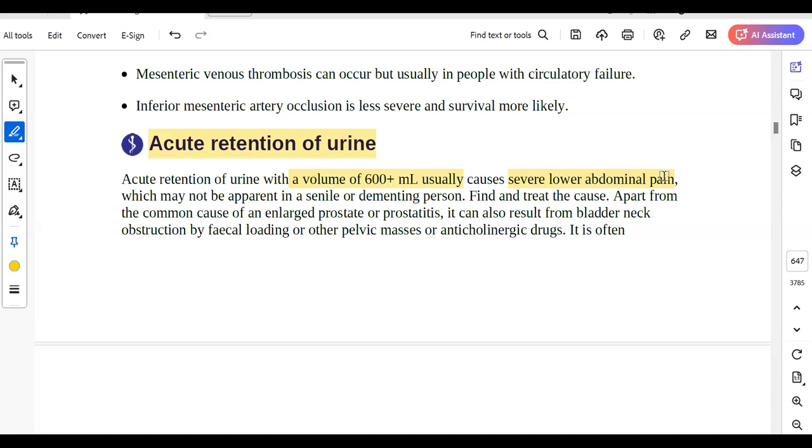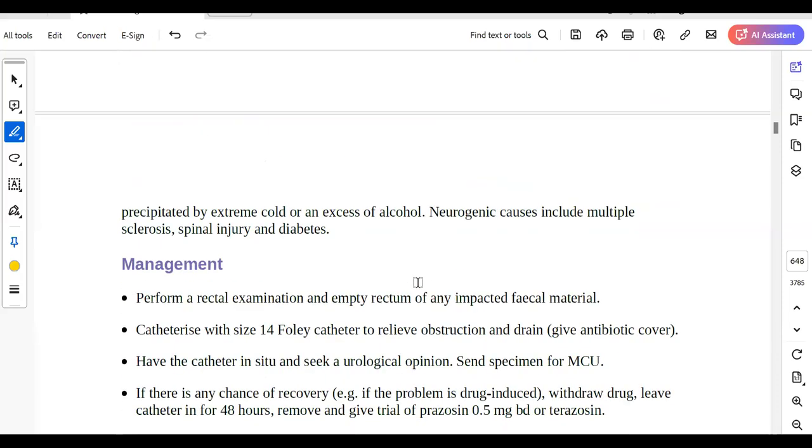Because most of the time there is an underlying cause, try to find out what's causing this. Apart from the common cause of enlarged prostate, it can also result from bladder neck obstruction by fecal loading. Many dementia or senile elderly patients can have chronic constipation, and because of lots of fecal loading in the rectum, it can press the bladder neck and cause this retention. Okay. Sometimes it could be due to anticholinergic drugs causing the retention.